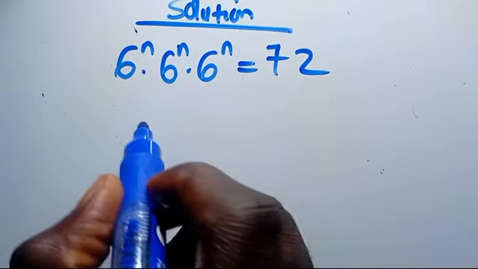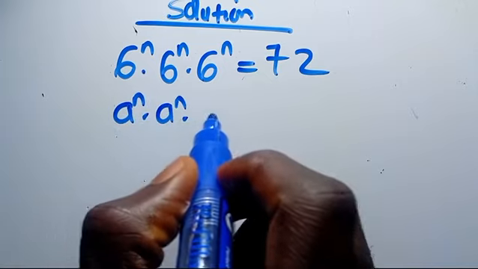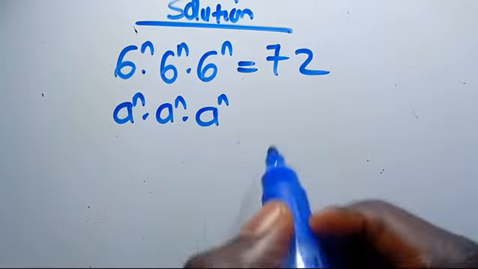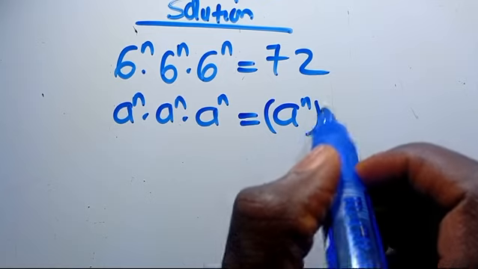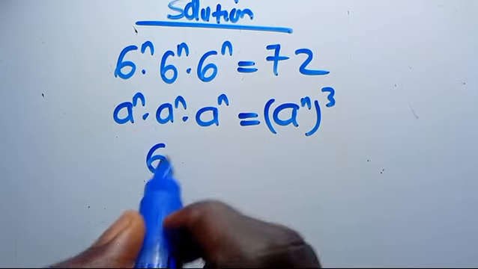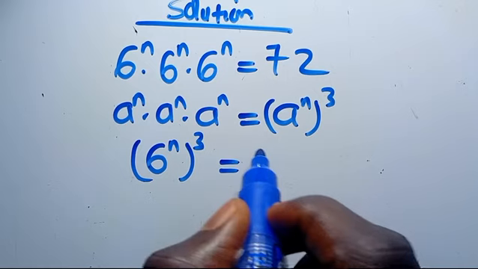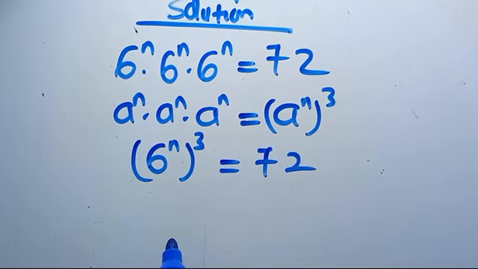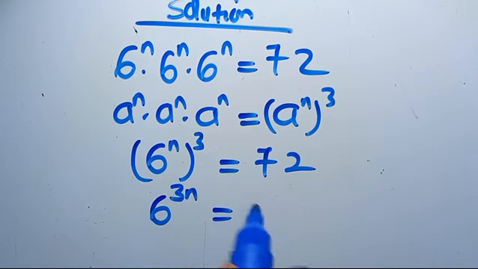Then let us recall when we have a to the power of n times a to the power of n times a to the power of n. This equals a to the power of n in parentheses to the power of 3. So from here we have 6 to the power of n in parentheses to the power of 3 equals 72. Then from here we have 6 to the power of 3n equals 72.